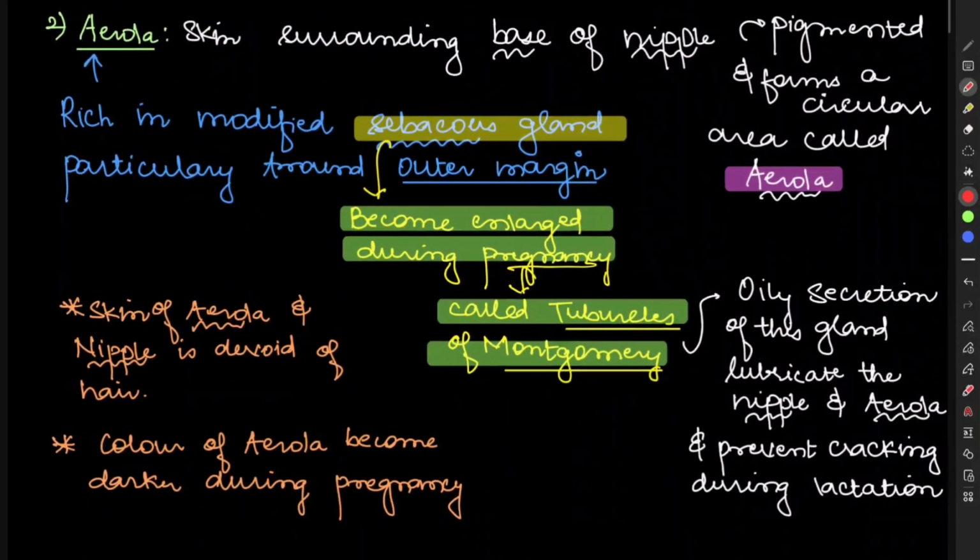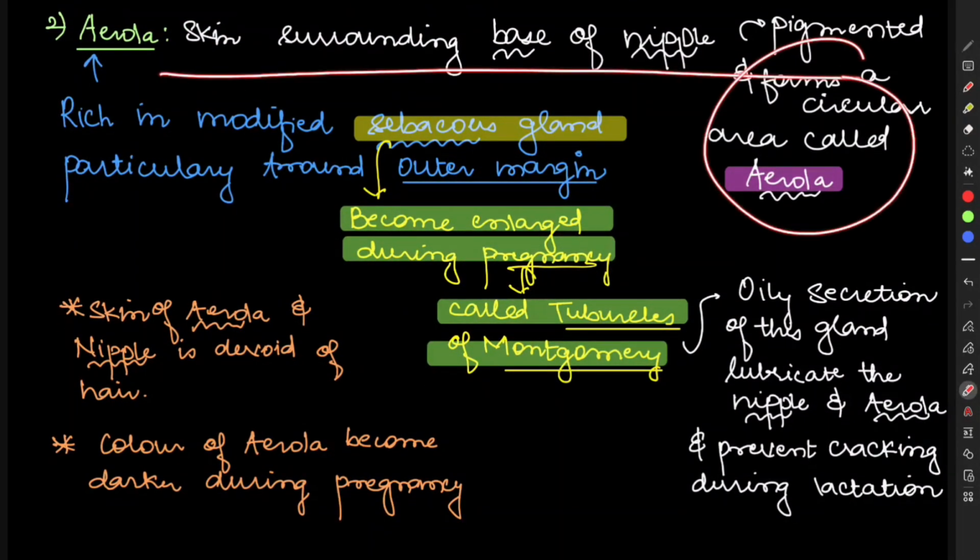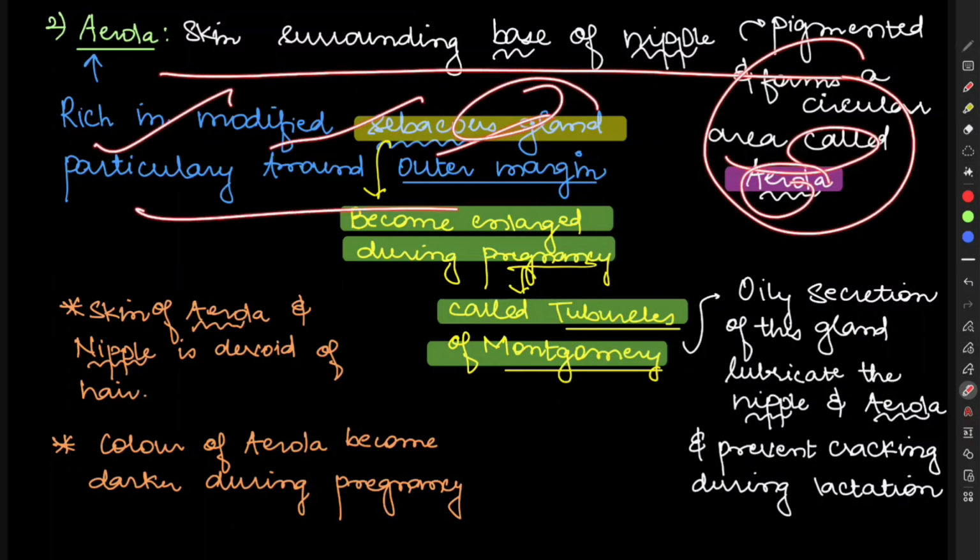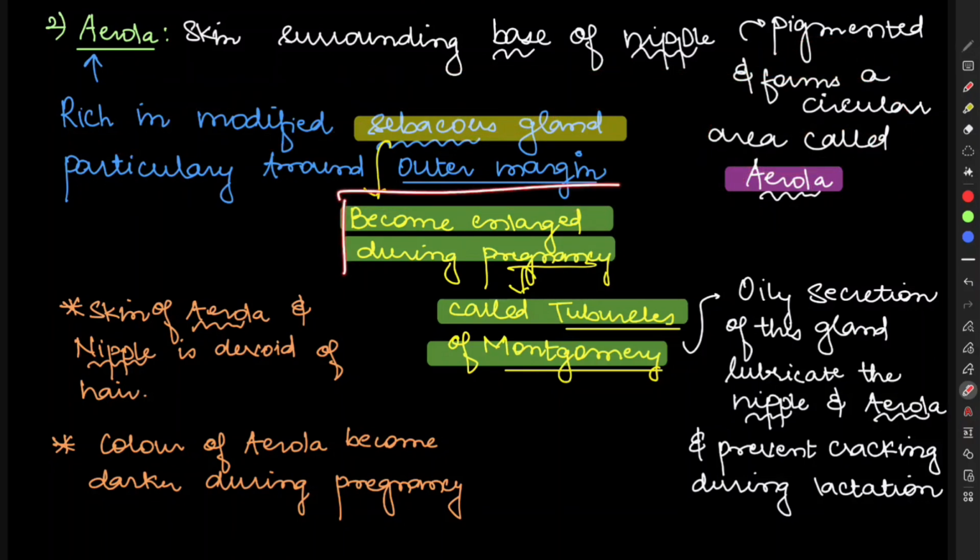Okay. So these are the same points I have written here. Surrounding the base of the nipple, pigmented, forms a circular area called the areola, rich in modified sebaceous glands, particularly around the outer margin, which become enlarged during pregnancy, called the tubercles of Montgomery. Skin of the areola and then, this is fine.